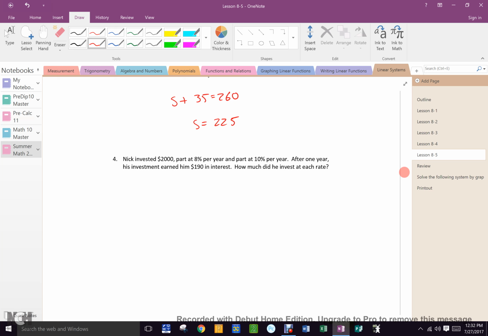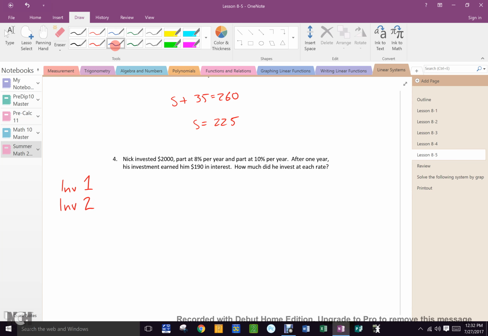All right, so let's look at this situation. There's a whole bunch of numbers happening there, isn't there? But it's really, what are the things you don't know? How much he invested in how many accounts? Two accounts, right? He got an 8% account and a 10% account. So he has two accounts. So what variables should we use? Does it matter? No. He has investment one, and he has investment two.